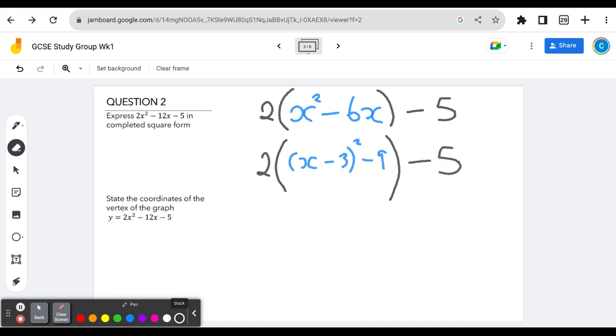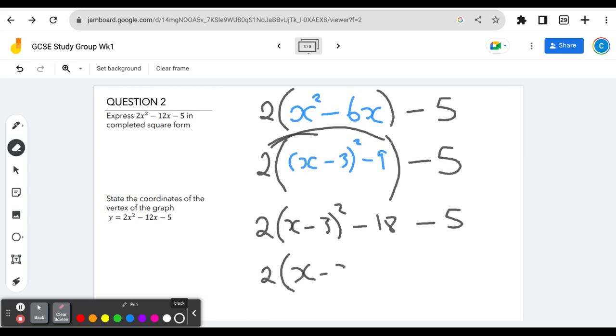Now I'm going to expand this giant bracket that I've created, just like expanding brackets, multiplying that out, and I get 2 times (x minus 3) squared. 2 times 9 is negative 18, or 2 times negative 9. And now we're going to deal with the negative 5 there, minus 5. 2(x minus 3) squared minus 23 is my answer.